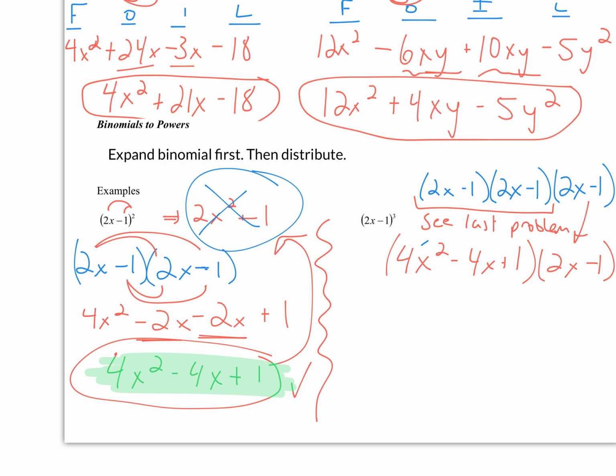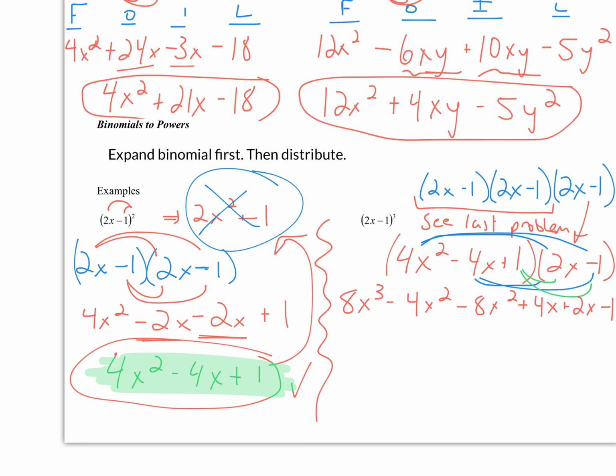So let's go ahead and do that and say 4x squared times 2x gives me 8x cubed. 4x squared times negative 1 gives me negative 4x squared. I'll multiply the negative 4x times 2, minus 8x squared. Multiply the negative 4x times negative 1, plus 4x. Now I'm going to multiply this 1. The last thing I'll do is say 1 times 2x, 1 times negative 1. Well, that's easy. It doesn't change those values at all. 2x and then minus 1.